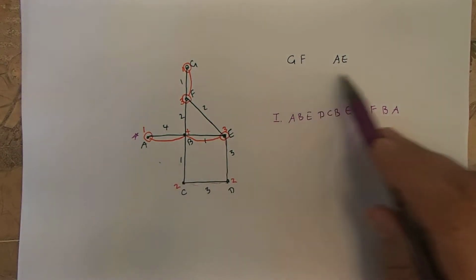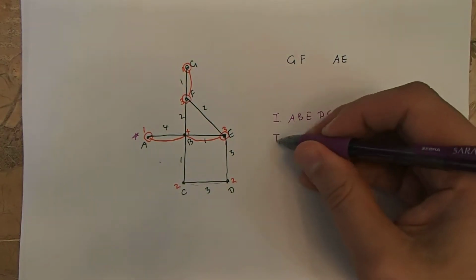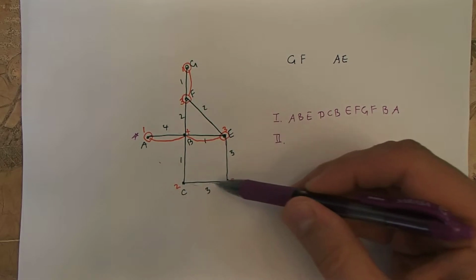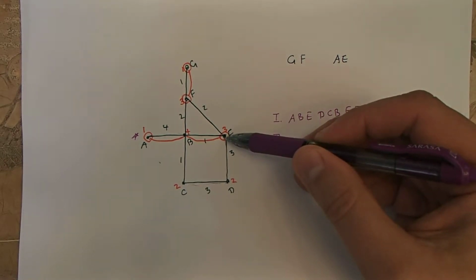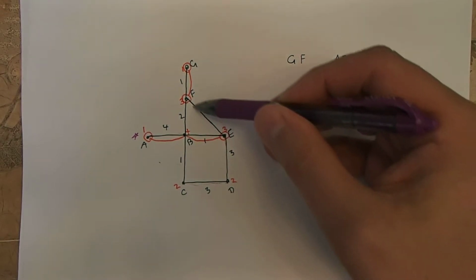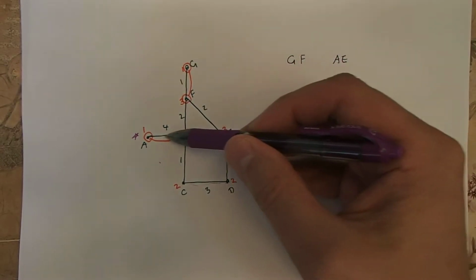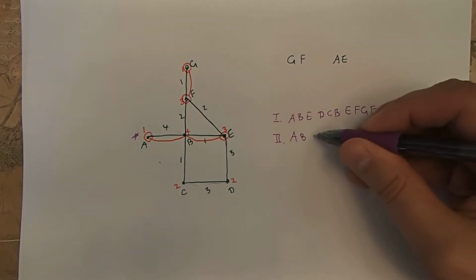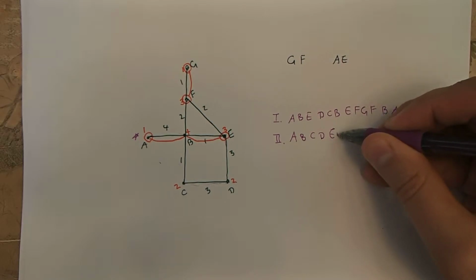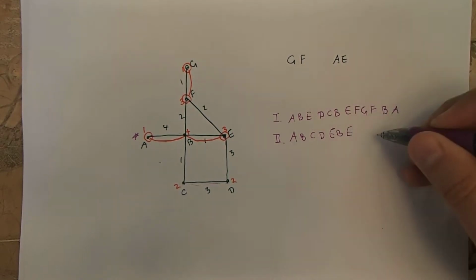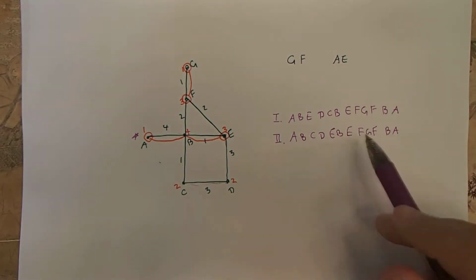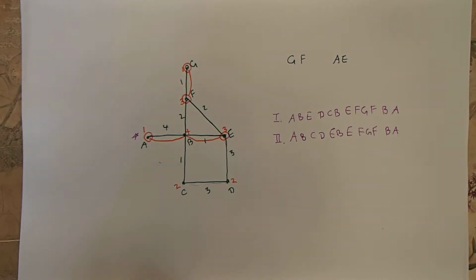But even with this, just this one pairing, there's more than one solution. So here's a second solution. I could also go, instead of going straight through B, I can turn down to C and then go up to D, and then maybe I will go out here and then back, and then go up here and then back, and come down and go out here. So that's a different solution that amounts to going A, B, C, D, E, B, E, F, G, F, B, A.